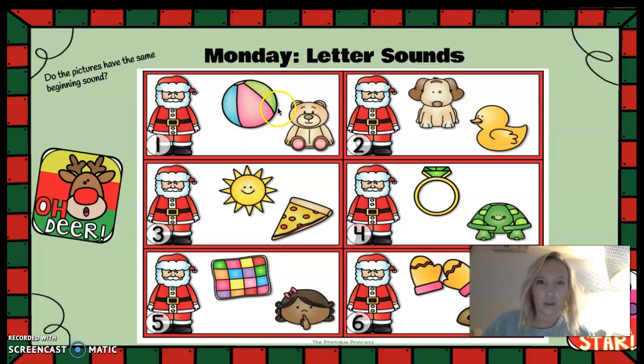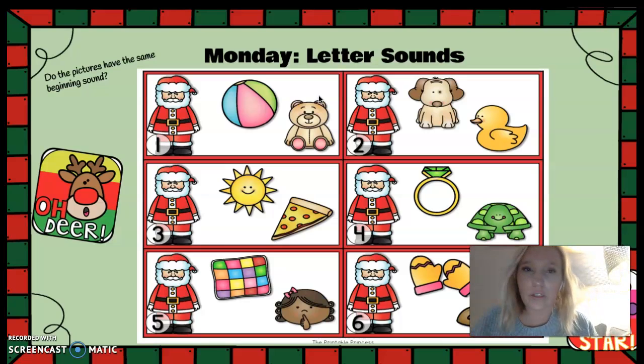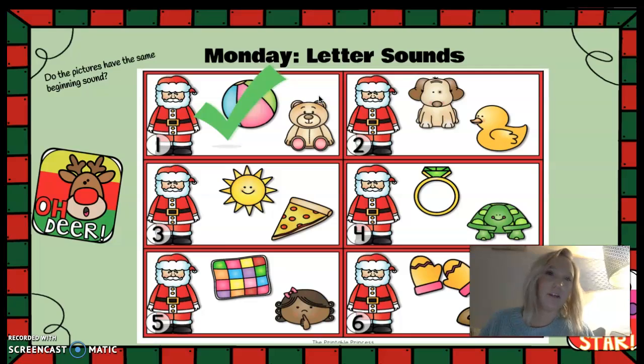So what is this a picture of? A ball. Good, this is a ball. What is this a picture of? A bear. So say those 2 words, ball and bear. Do they have the same beginning sound? Ball and bear. Yes, they do. What is the beginning sound that we hear in ball and bear? The letter B. Very good. And I have a little green check mark here to say yes, that does. Now let's look at the next one.